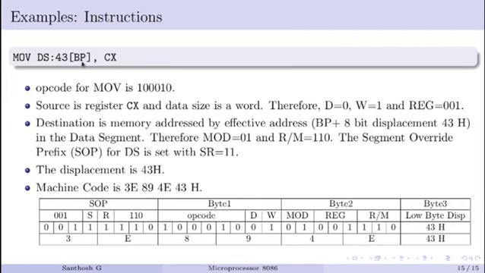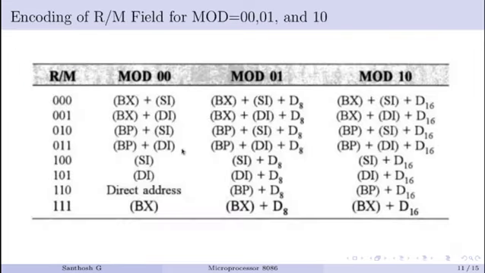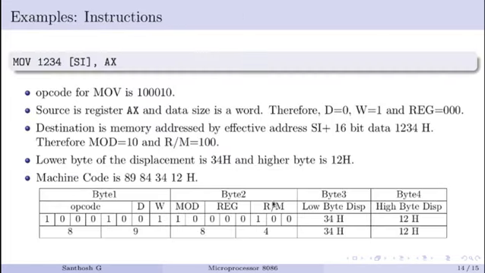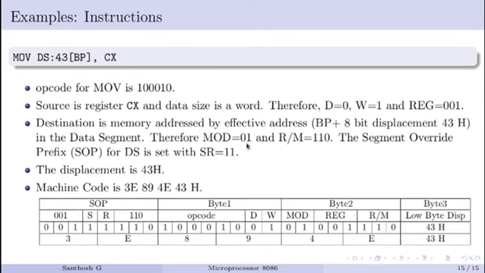Now we have to look for the RM and mode values that specify an offset address of BP plus an 8-bit displacement. If you look back in the table, a BP plus 8-bit displacement is given by mode equal to 01 and RM equal to 110. So mode equal to 01 and RM equal to 110 specifies a location with offset address BP plus 43. Now we want to use this offset in the data segment, and therefore we use the segment override prefix with S and R values equal to 1 and 1.